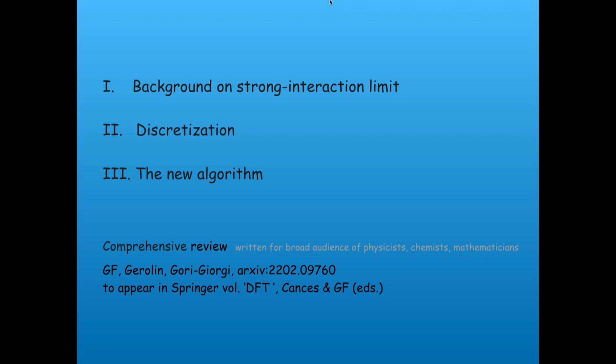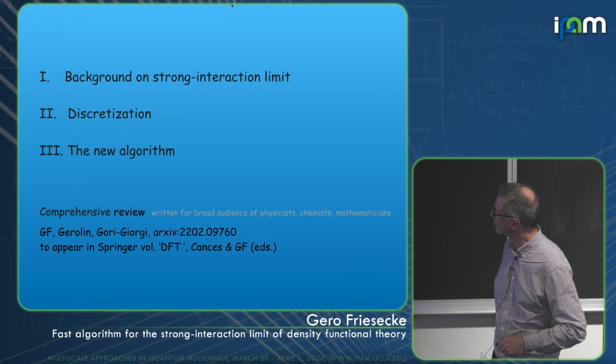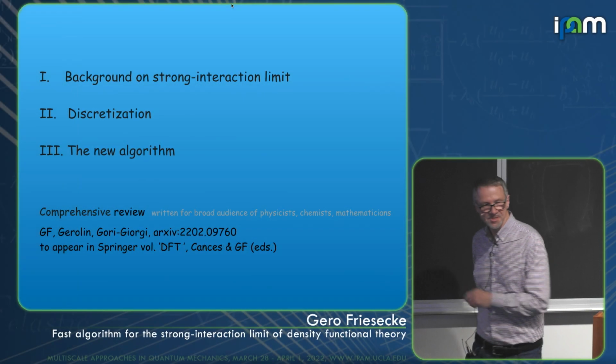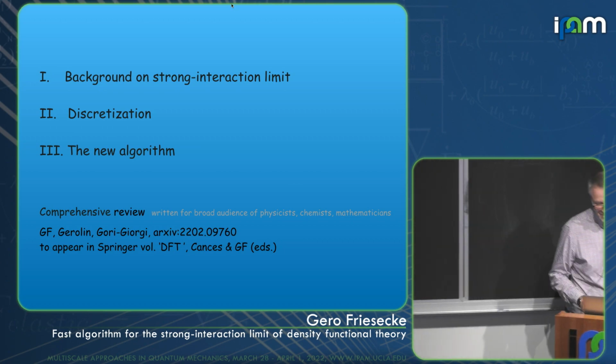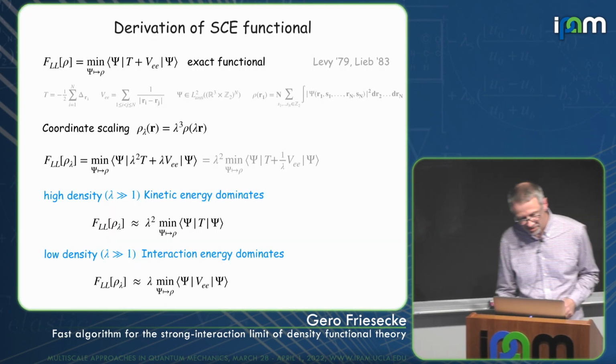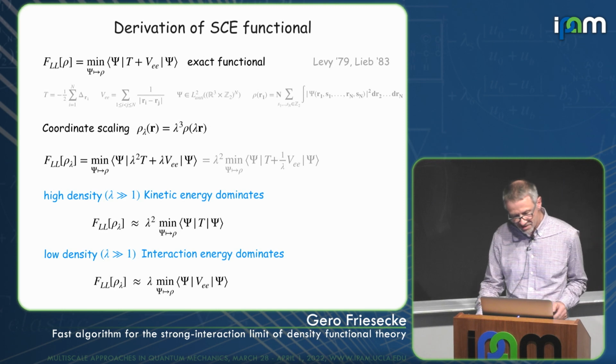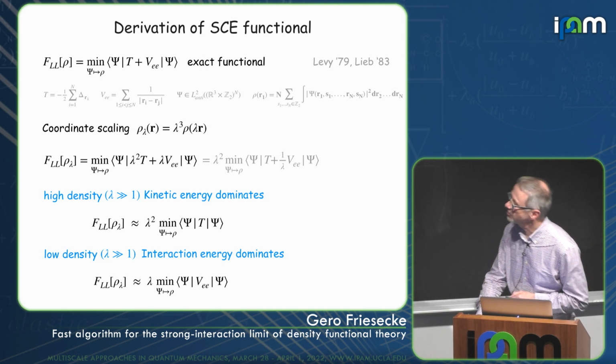But like all the articles in this volume, it's written for a broad audience, hopefully appealing to physicists, chemists, and mathematicians. Okay, so here we go. So, background on the strong interaction limit. I start with the derivation of the SCE functional.